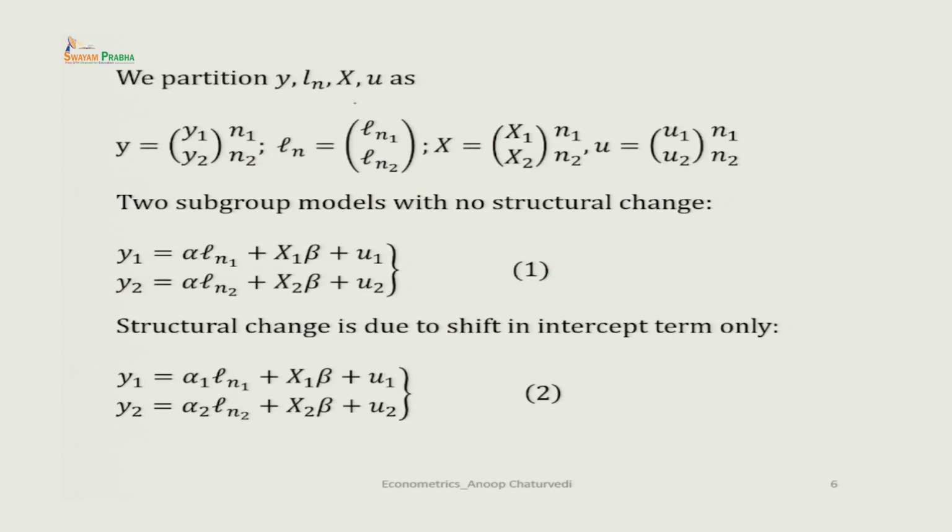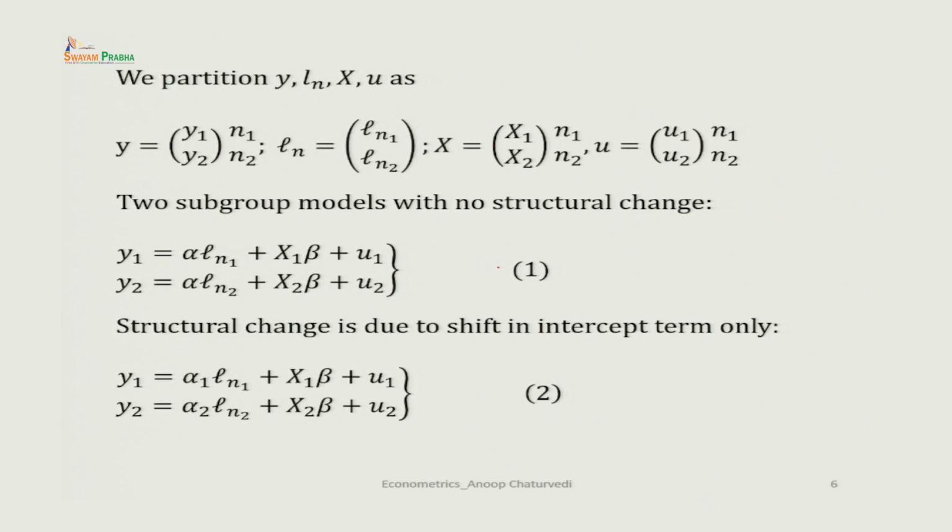Then we partition y, l_n, x and u as y equal to (y1, y2), where y1 is of order n1 cross 1 and y2 is of order n2 cross 1. Similarly, we partition l_n equal to (l_n1, l_n2), x equal to (x1, x2), where x1 is of order n1 cross k and x2 is of order n2 cross k, and we partition u as (u1, u2). Then the two subgroup models with no structural change are y1 equal to alpha l_n1 plus x1 beta plus u1 and y2 equal to alpha l_n2 plus x2 beta plus u2.